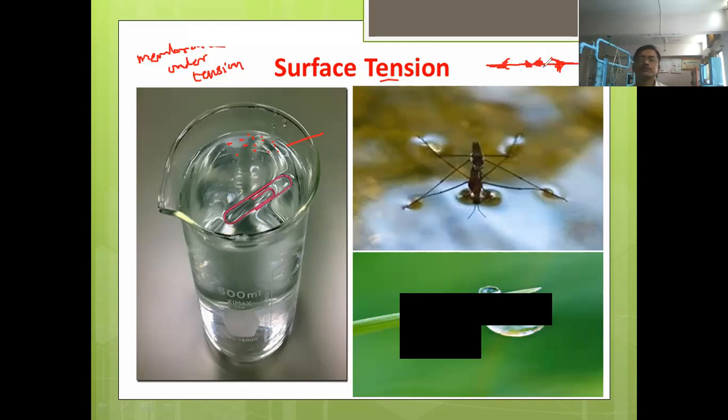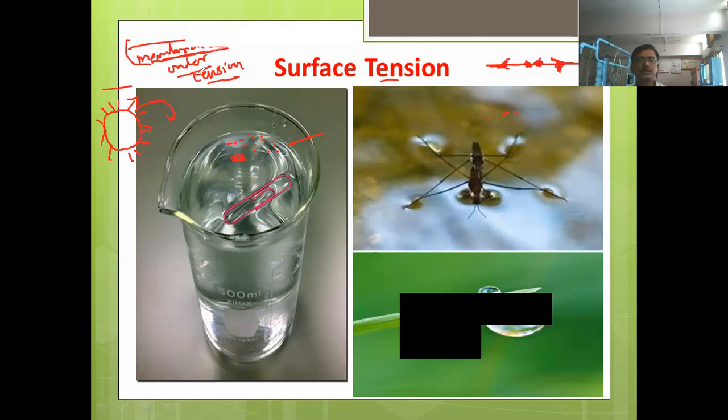So this tensile force acts on the surface of the water, and because of that this surface behaves like a membrane under tension. What is a membrane under tension? A membrane is nothing but a thin layer. Okay, if we take a layer of cloth in a circular shape, and we pull it from all sides, stretching it like this, then we can call this surface a membrane under tension. Membrane means thin layer. This water surface can be considered as a membrane.